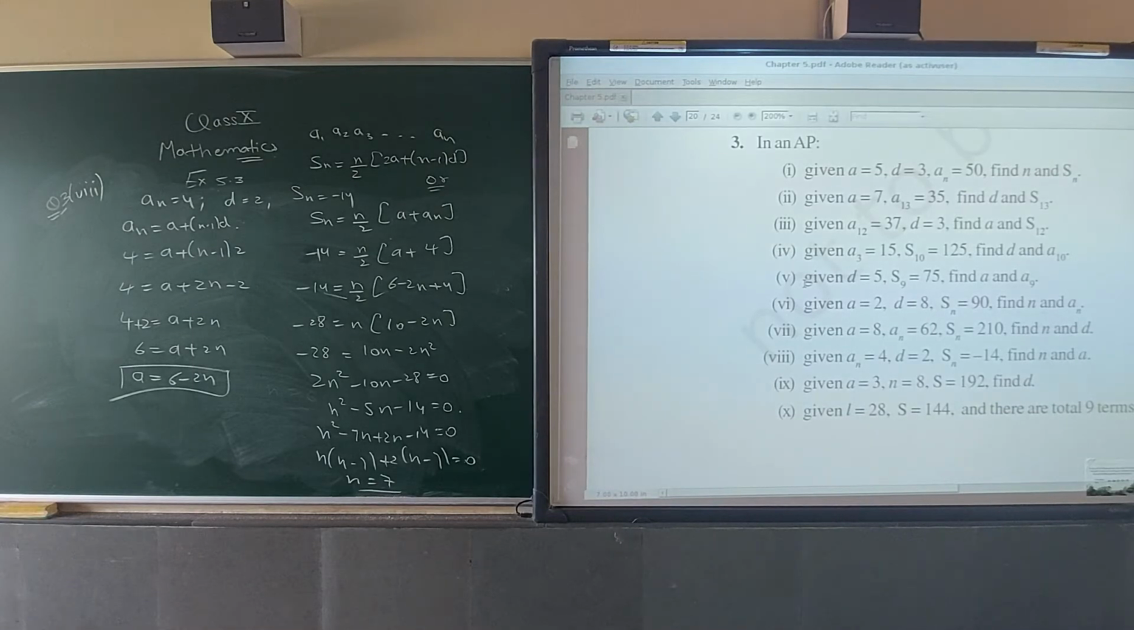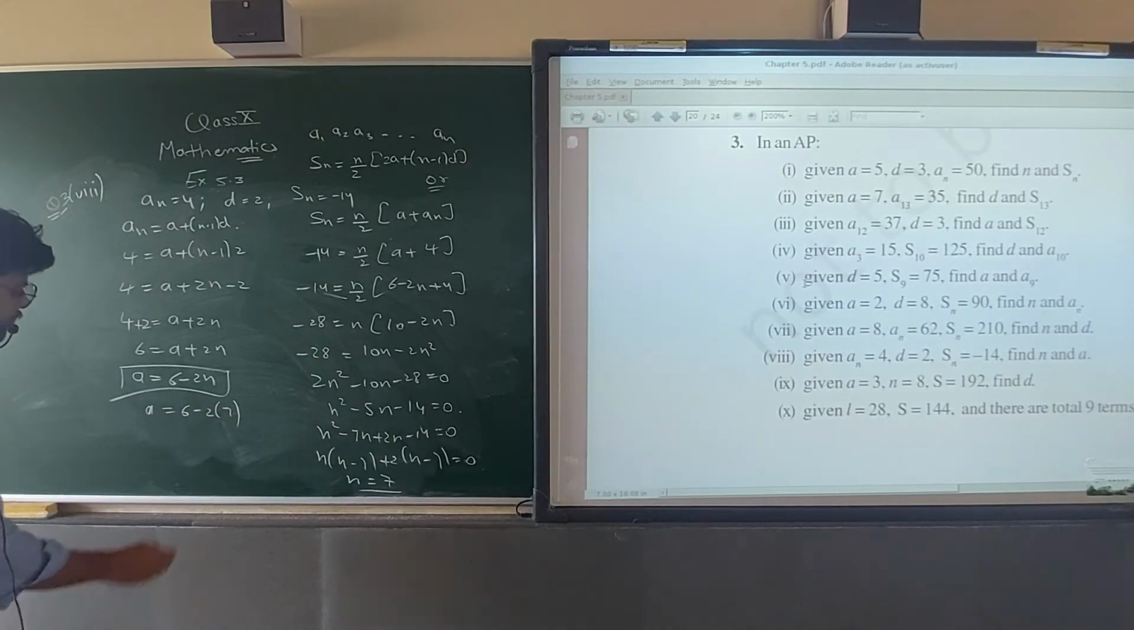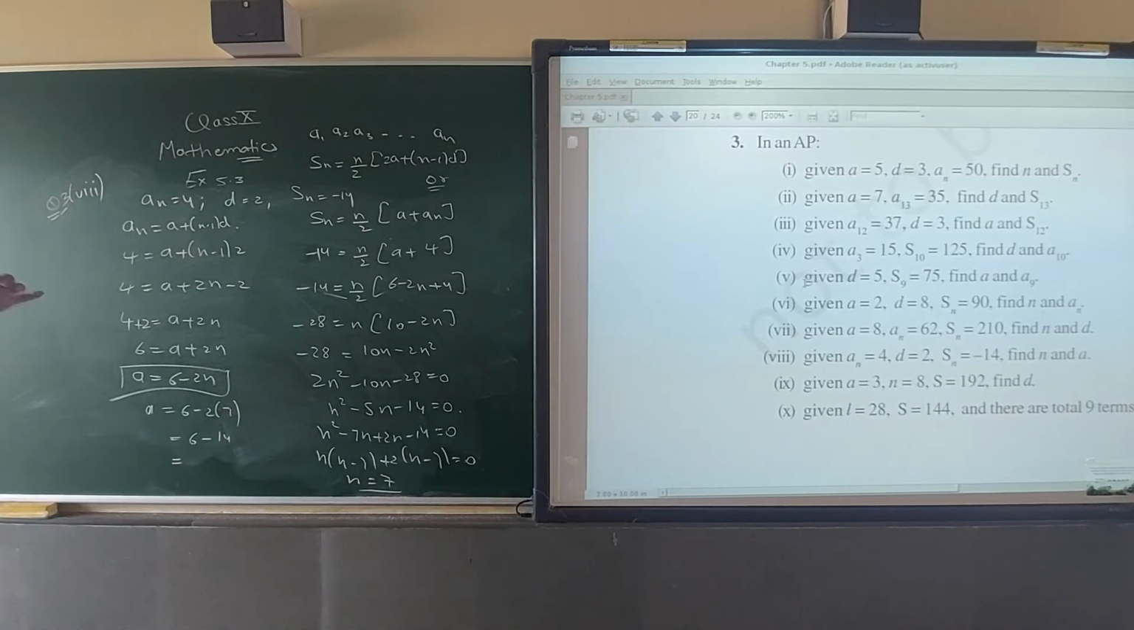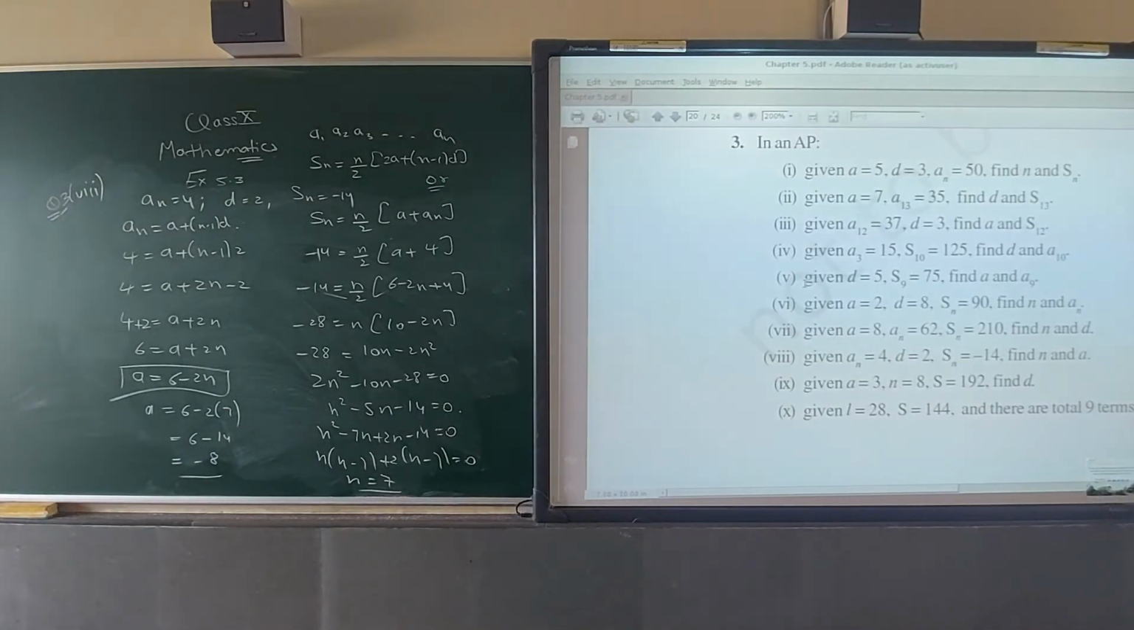Now we have to find the value of a also. Okay, now I put the value of 7 here. a equals 6 minus 2 into 7. Now 6 minus 7 2s are 14. Now it will be minus 8. So the value of a is what? Minus 8.